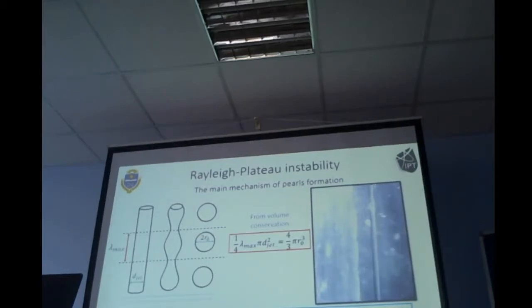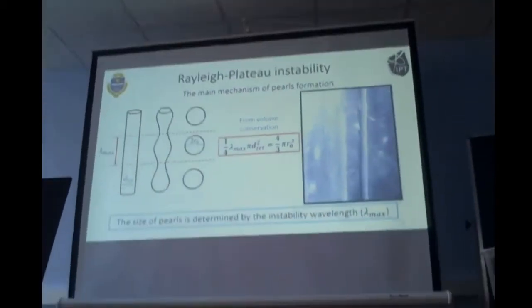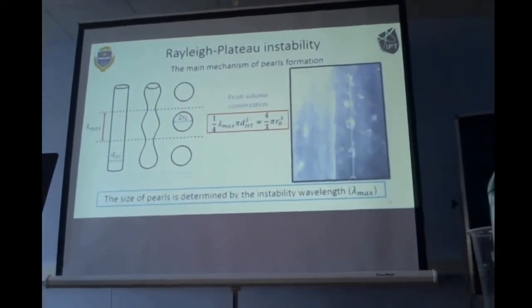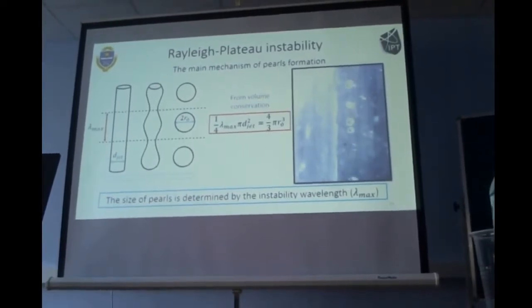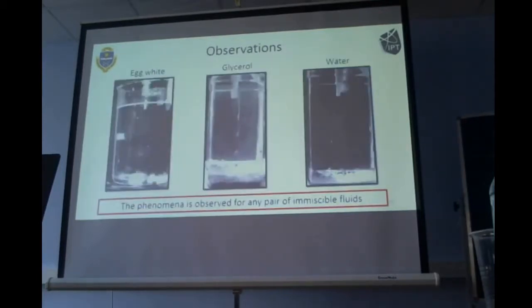The cause of the Rayleigh-Plateau instability is that the surface energy of the cylinder is bigger than the surface energy of the system of spheres, and we can easily calculate the radius of the pearl from the wavelength of instability from volume conservation. The Rayleigh-Plateau instability is characteristic for any pair of immiscible fluids. So here you can see glycerol and water pearls, just like egg white pearls.